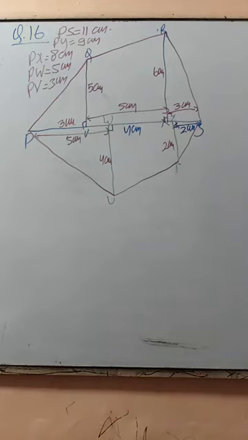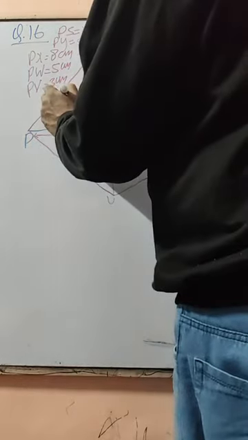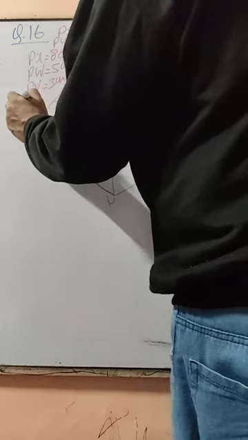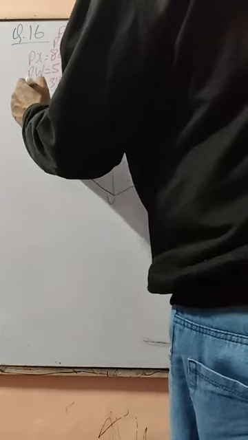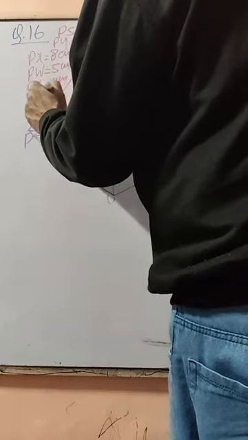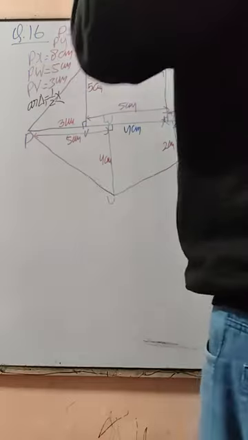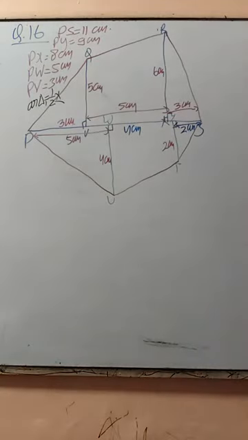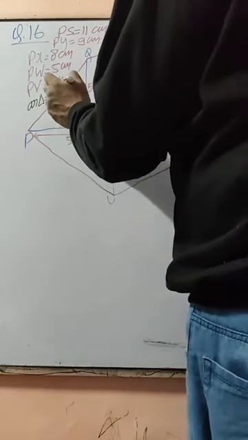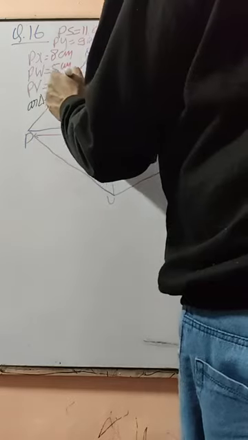Now, area of triangle. Area of triangle 1 is equal to 1 by 2 into base, which is 5, into 3.